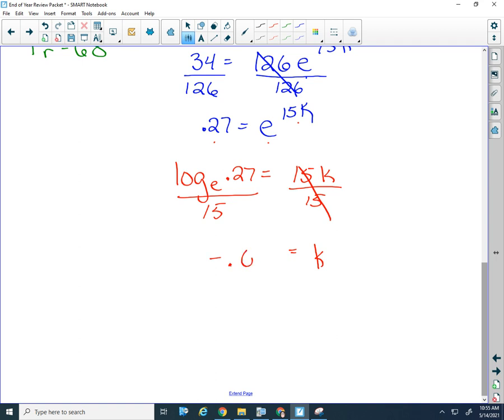negative 0.09. And the negative is good because it's called the decay constant.